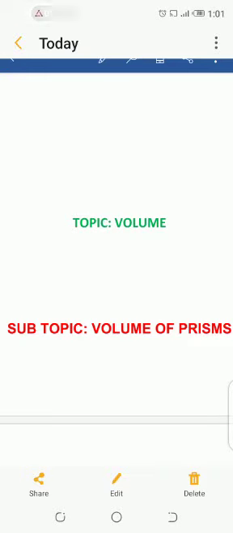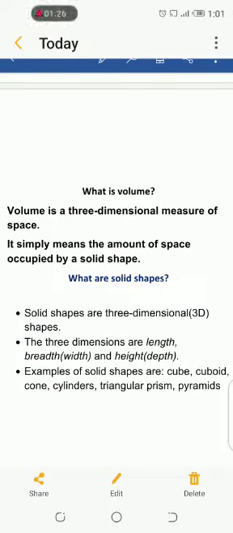Volume of prisms. That is what we are considering today. I believe we shall have a very nice time together as we navigate through this wonderful topic, volume of prisms. I remain your tutor, Alabi Oluwadamilare. Now, to start with, what is volume?